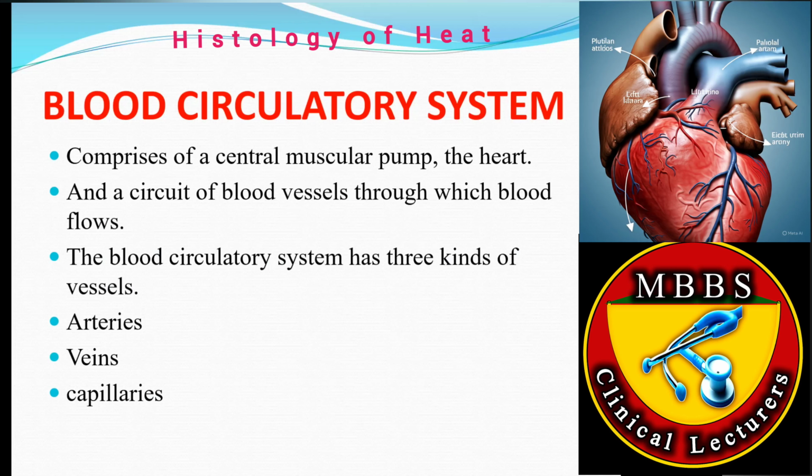Now, the blood circulatory system comprises a central vascular pump, the heart, and a circuit of blood vessels through which blood flows. The blood circulatory system has three kinds of vessels, that is arteries, veins, and capillaries.